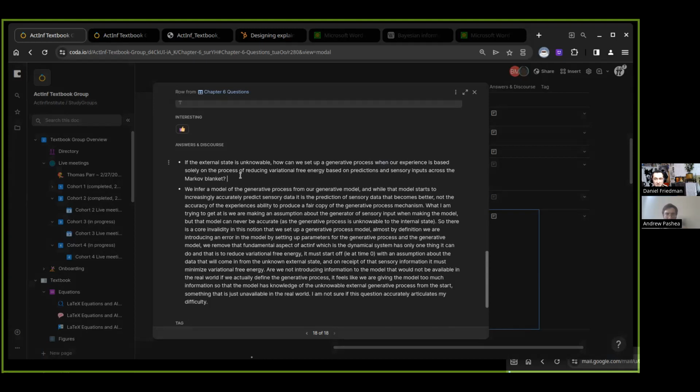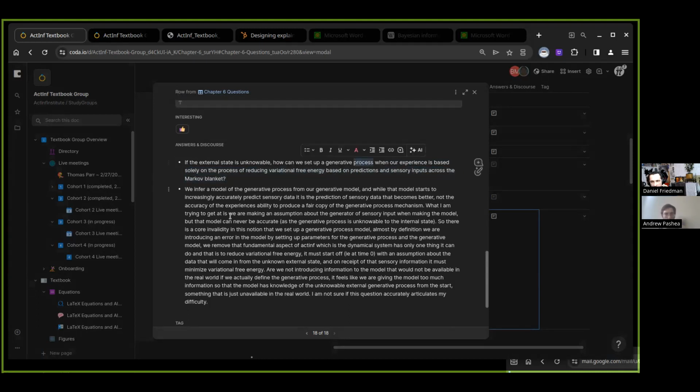I don't think that there's a specific answer to that. I think this is literally a restatement of the particular partition. If this was just said, the challenge is, given the direct unknowability of internal states, the challenge and the opportunity is to set up a generative model based solely on the process of reducing free energy based on predictions and sensory inputs across the blanket and adaptive action.